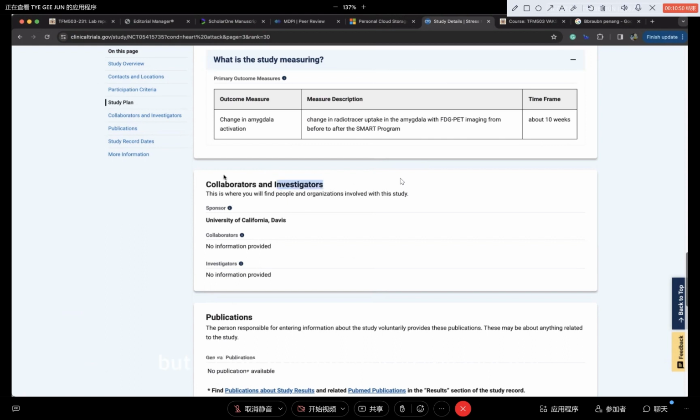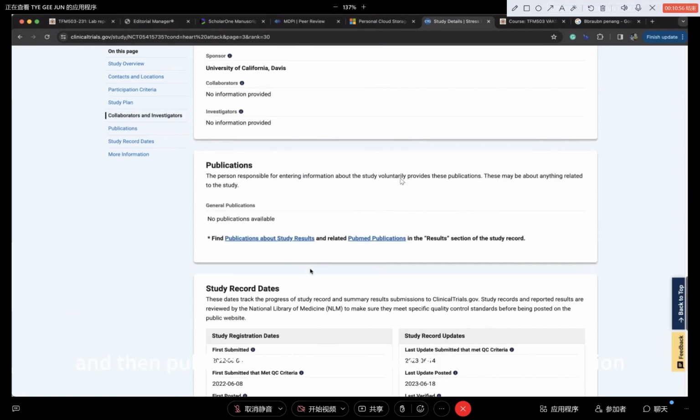But if there are multiple collaborators, then they'll just put the collaborators there. Okay. And then publication, this one is basically the information. If, let's say, they publish data, it will be put in. But for publication, normally it is when the study has ended and has yielded a certain positive result.